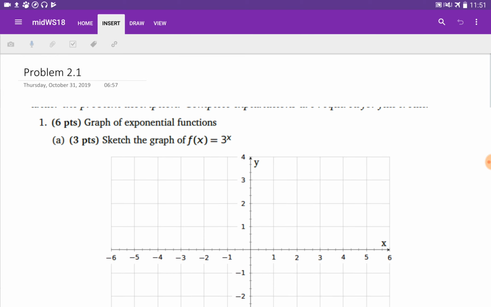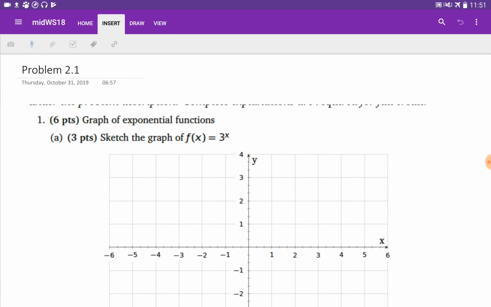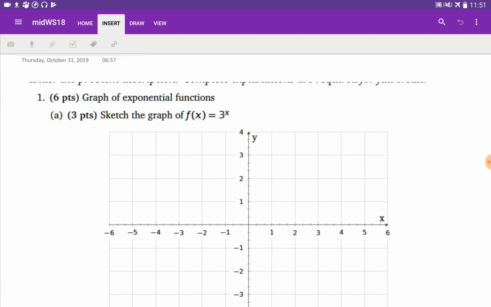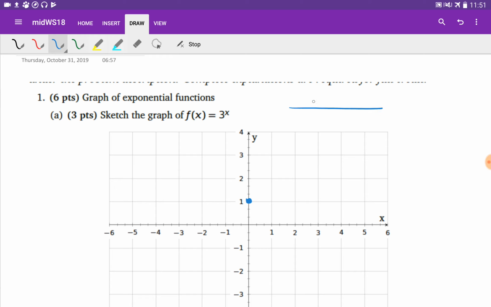Let's discuss the questions from the second part. In the first question, we need to sketch the graph of the exponential function 3^x. In order to sketch the graph, we need to find at least 3 points. We know that the graph of the exponential function always goes through 1, right? So let's make a table first of all.